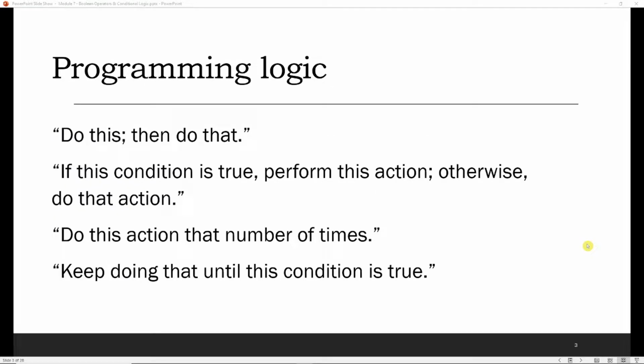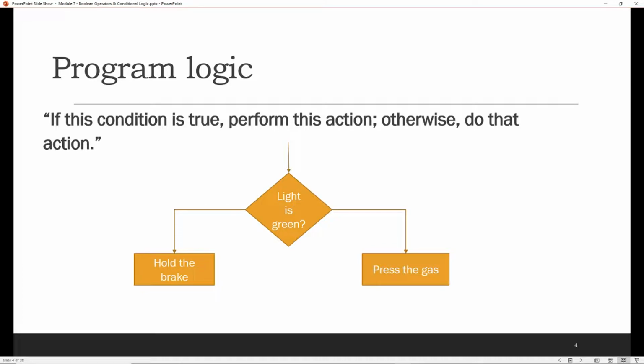As a review, our textbook, Automate the Boring Stuff with Python, discusses 4 different types of basic logic. In this lesson, we'll be discussing the second: if this condition is true, perform this action, otherwise do that action. Here we have, as a review, an example of the dual alternative selection structure in our flowchart.